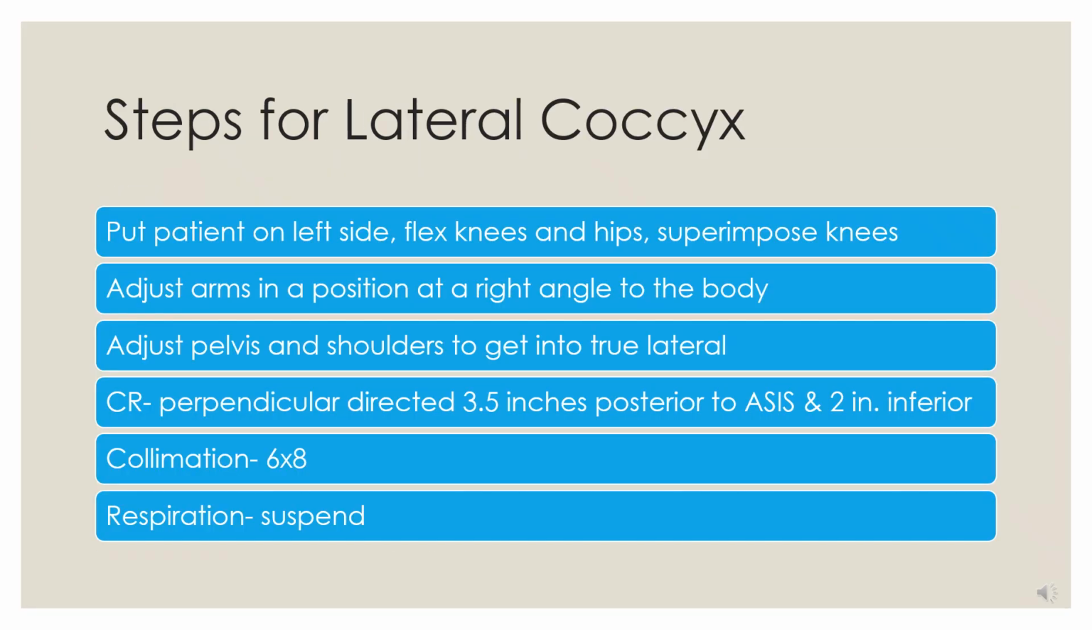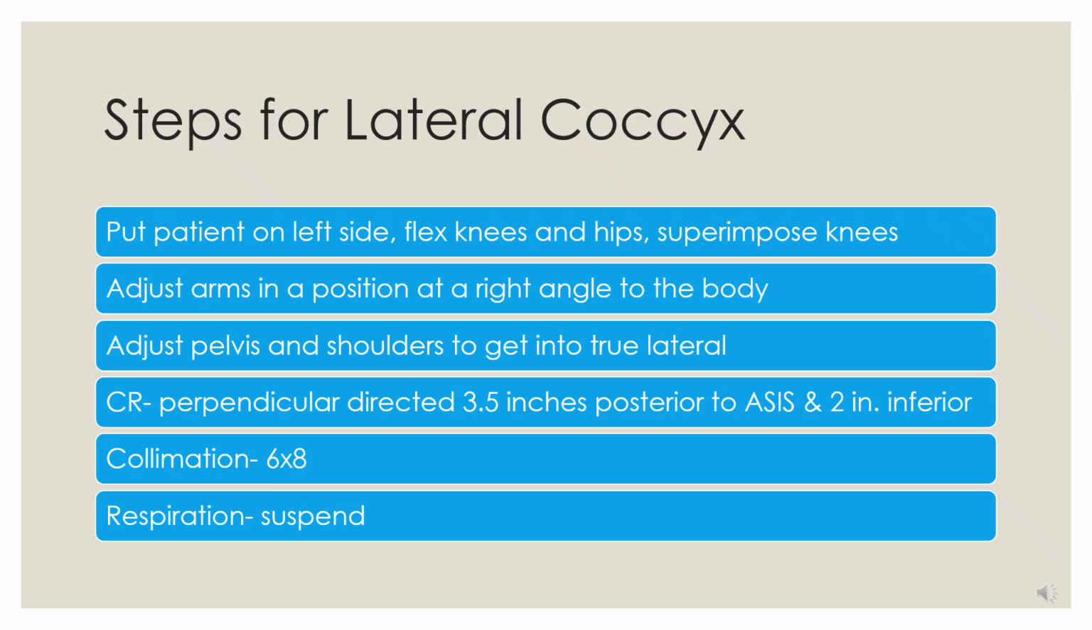For the lateral coccyx, you're going to put the patient on the left side. You're going to flex the knees and hips. You're going to put your knees on top of each other. You're going to put the arms out in front of them at a right angle to the body. You're going to adjust the pelvis and shoulders to get into true lateral.